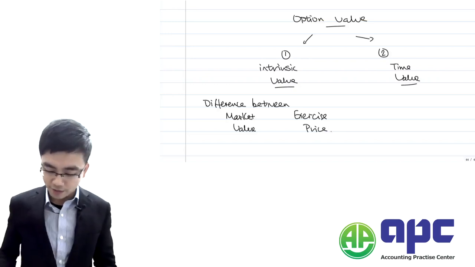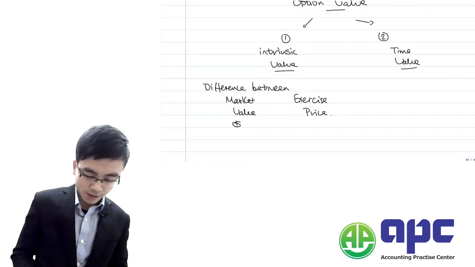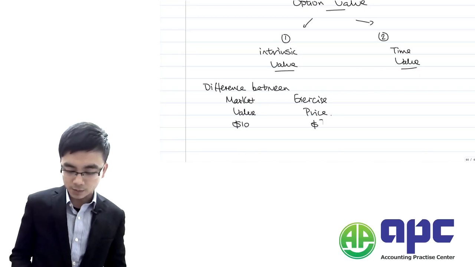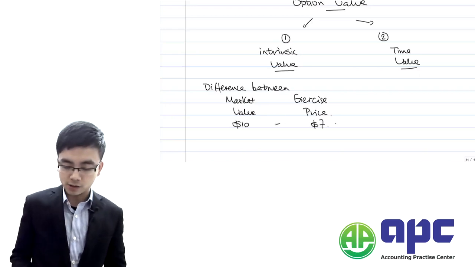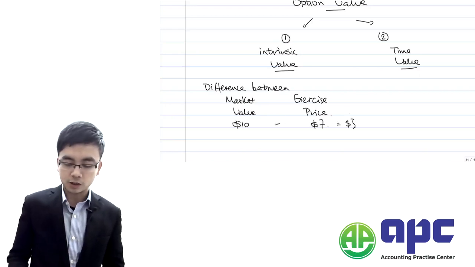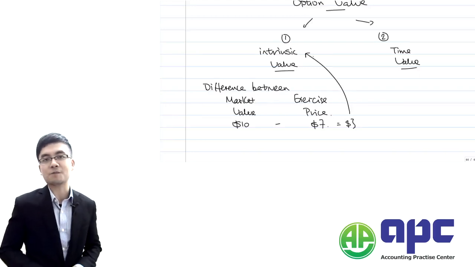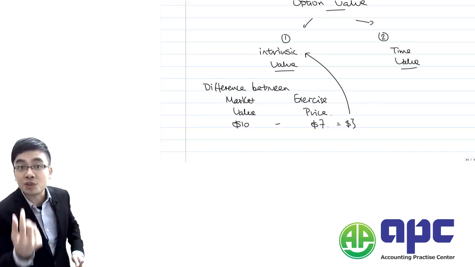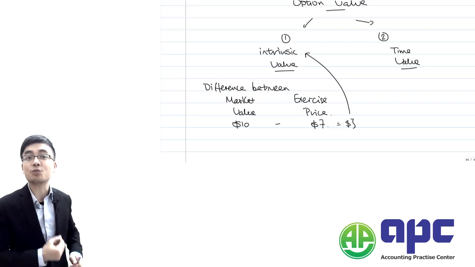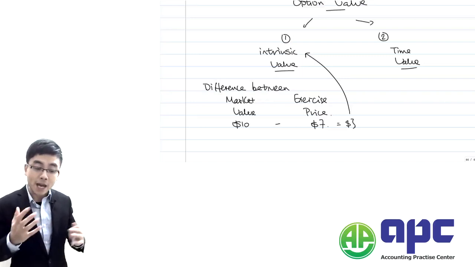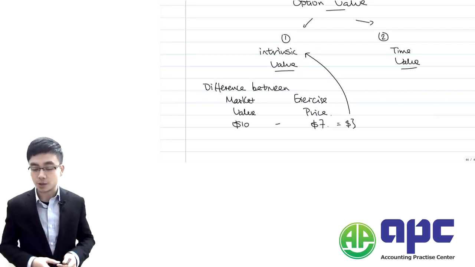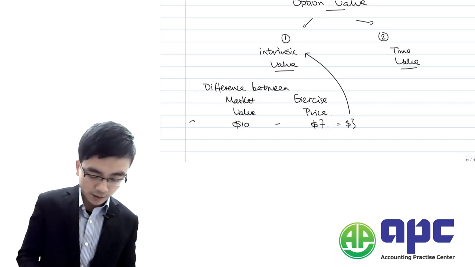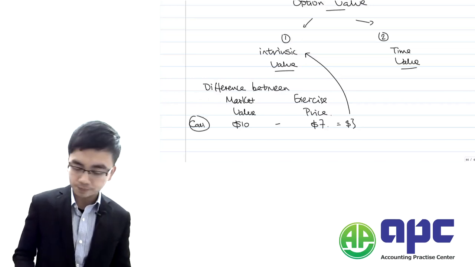So in the previous example, because the market price is 10 and the exercise price is 7, the difference between these two will be $3, which would be the intrinsic value. It's the value within that particular option, comparing the market value with the exercise price. So that's for the call option.